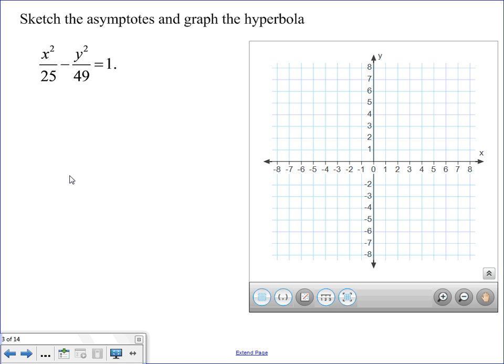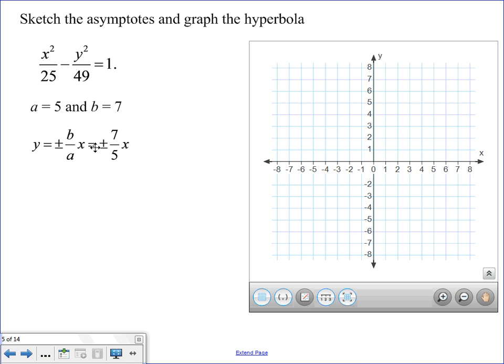Okay, so we have problems like this where it says sketch the asymptotes and graph the hyperbola. We need to figure out where it's centered: at the origin, right? Because of the x squared and y squared. So which way is it going to open up: left, right, up, down? Well, we know it's going to open up left and right because the x squared is first. And the a value, the way our book does it, is underneath the x. So a squared is 25, which means a equals 5. b squared is underneath the y value, so b squared equals 49, or b equals 7.